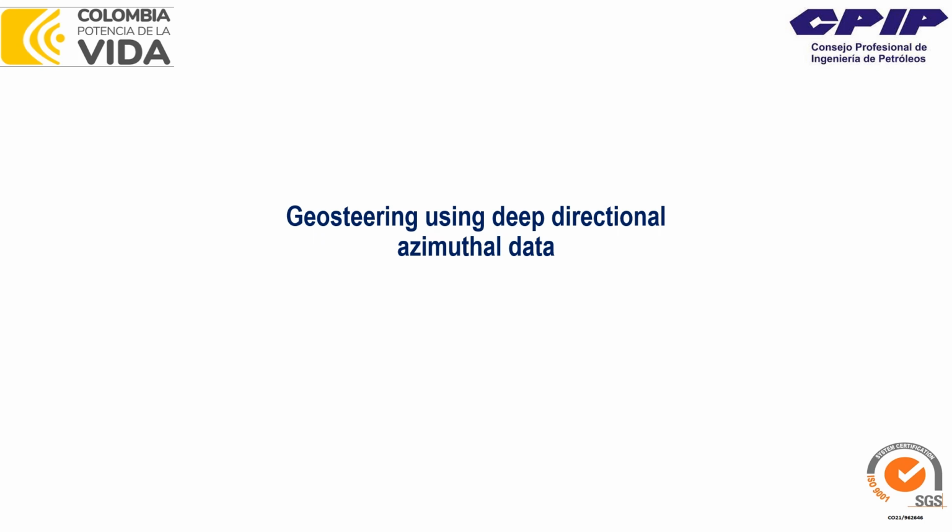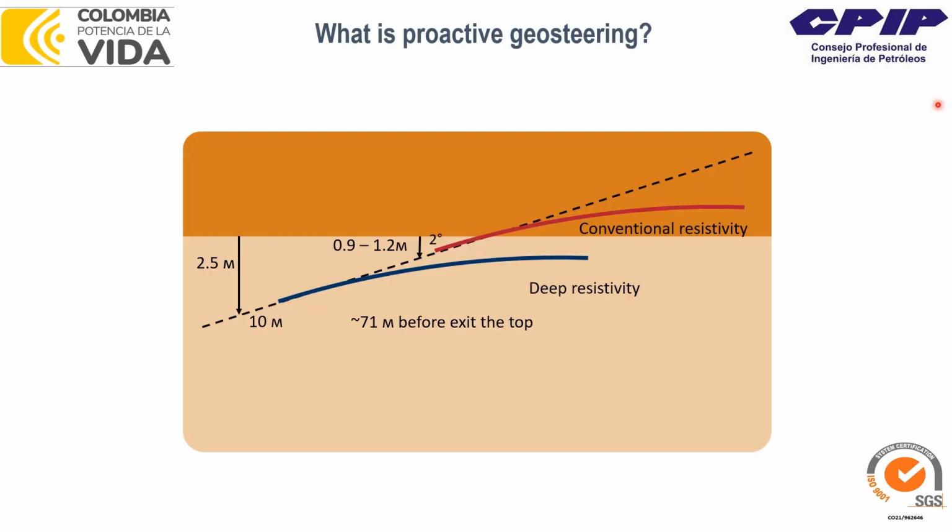why we call this type of geosteering proactive geosteering. Let's have a look at this example, at this well. We have a simple geometry here, simple geology. We have a shale top, which has low resistivity and high gamma ray, and we have the pay zone, which has high resistivity.